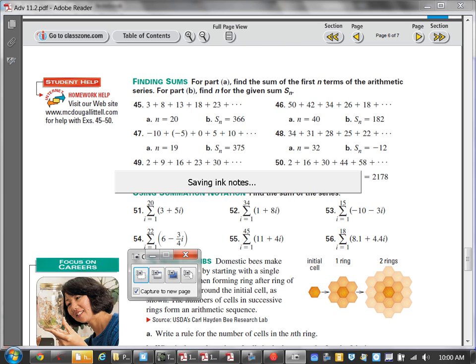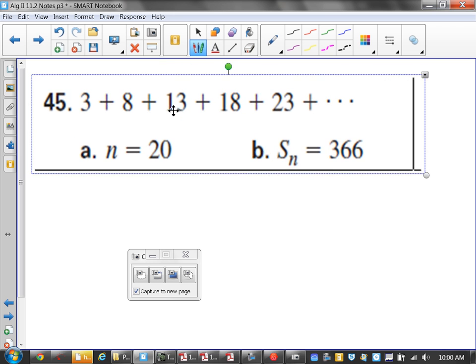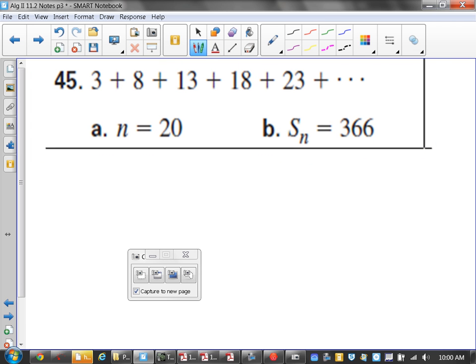I'd like to do this one with you guys again real quick. Same thing. We're going to do two things. I'd like to find the sum of 20 of them, and then I'd like to find out how many of them you have to add together to make it equal to 366. It's basically mirroring the example we just did. I just happen to cut off the instructions.